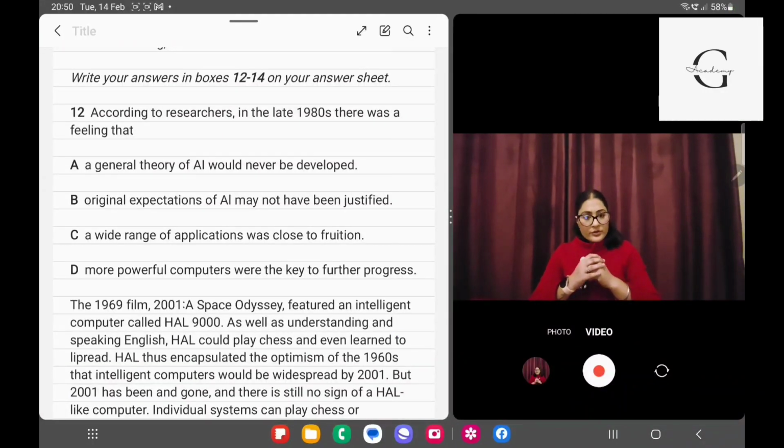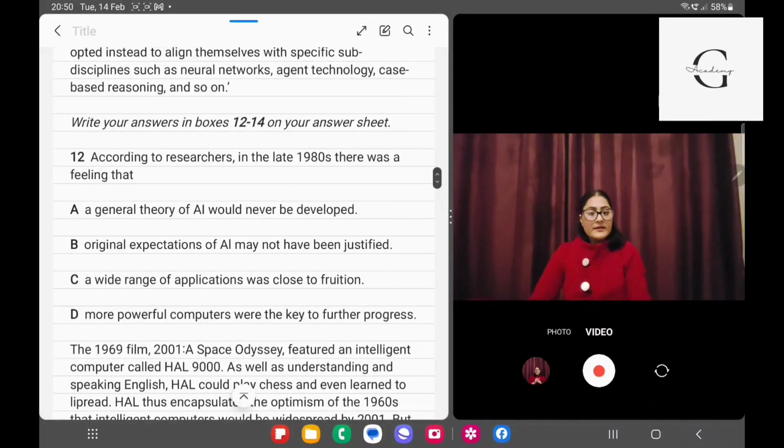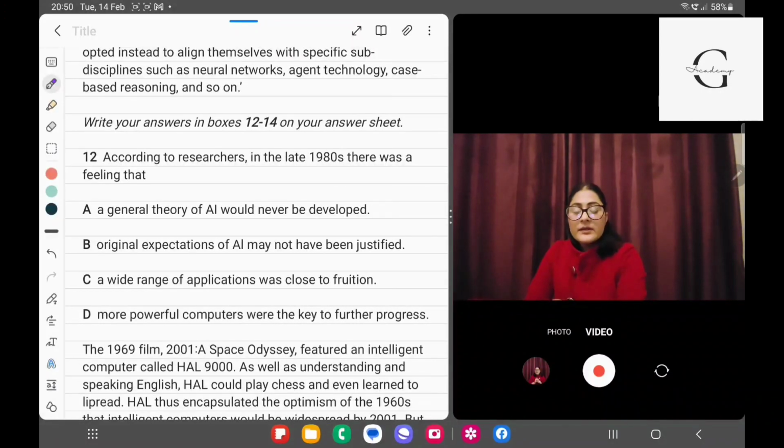So here I'm going to share questions that are MCQs of reading, so you can better understand the tips which I have just discussed with all. There is a question: according to researchers in the late 1980s, there was a feeling that... So I'm just focusing on my questions right now. I'm not going to read the options right now. So I am going to just circle out my keywords or highlight the keywords now.